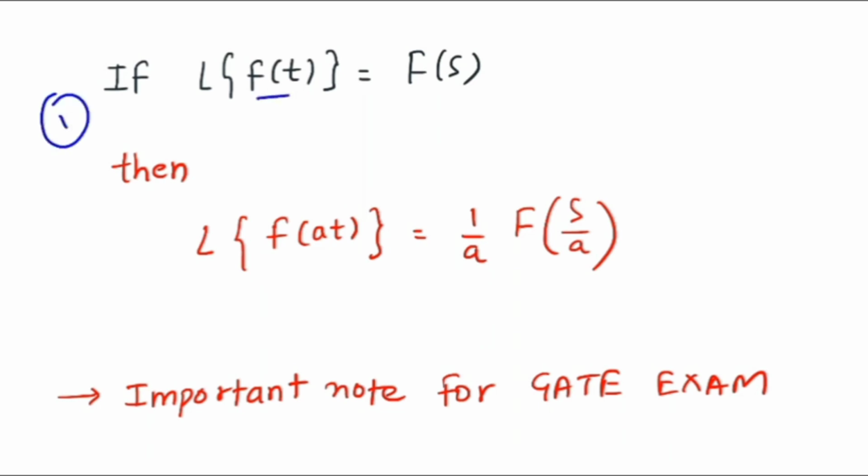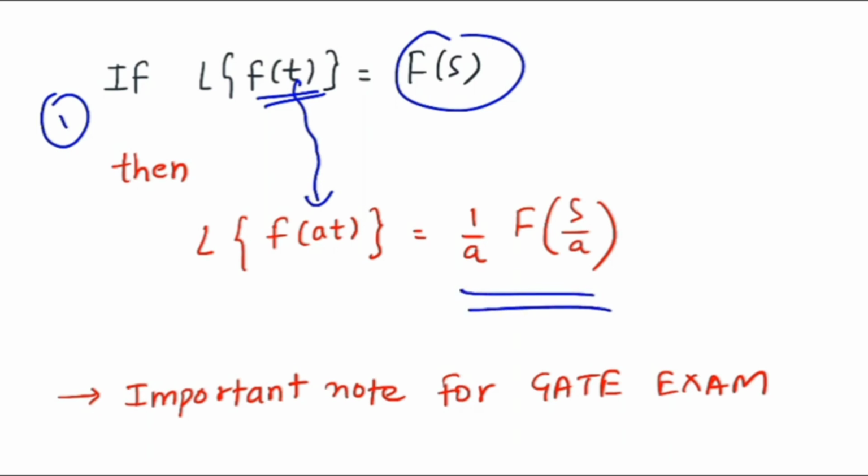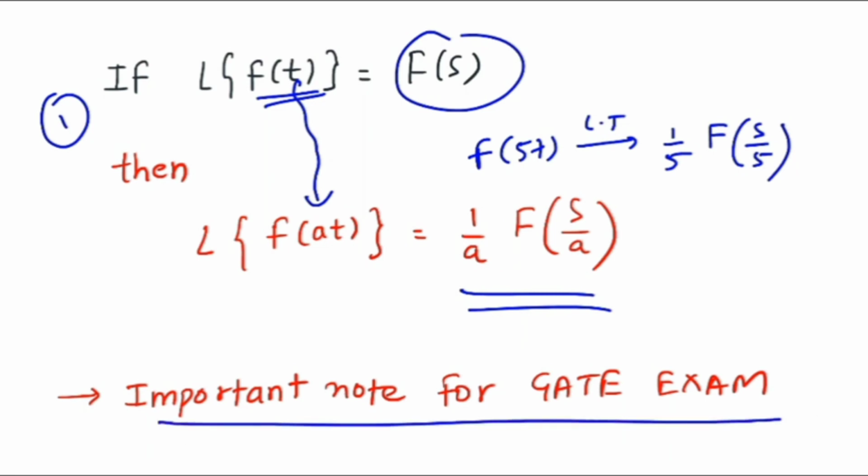If you have a function f of t, the basic Laplace of this function is what? Capital F of s, right? But if this time is changed to a into t, which means a constant is multiplied to the time, then the Laplace would be 1 over a into capital F of s over a. So example, if you have f of pi t, then the Laplace of this function would be 1 over pi, then capital F of s over pi. So this is an important property which is asked in the GATE examination. So make sure you are noting it down.